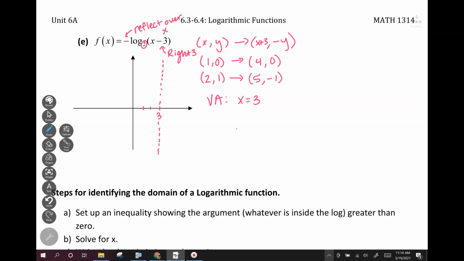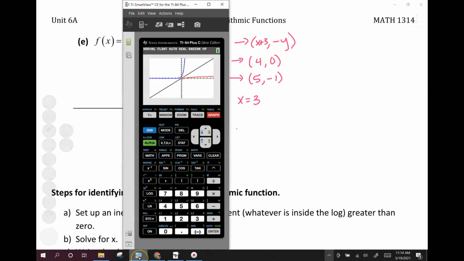And then we can sketch our points at 4, 0. Our x-intercept is at 4. And our key point is now at 5, negative 1. Okay, going through both of those points, I'm going to have to approach my vertical asymptote as I go up. And now it's decreasing. So notice that because it reflected over the x, that function is now decreasing instead of increasing.